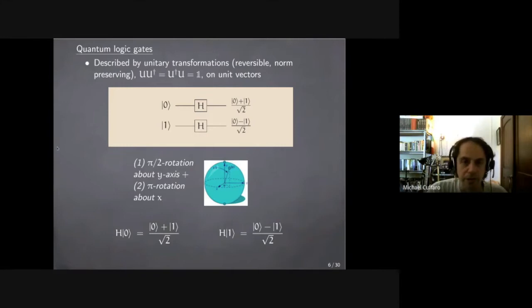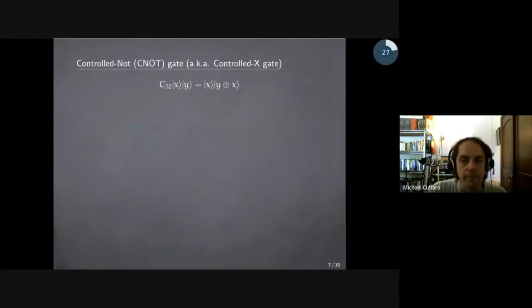Okay, so that's the Hadamard Gate. The next important gate is the controlled NOT gate, also known as the controlled X gate, because remember, X is a kind of NOT operation.